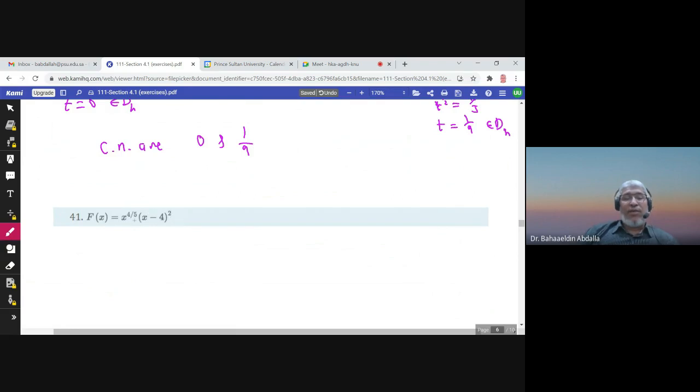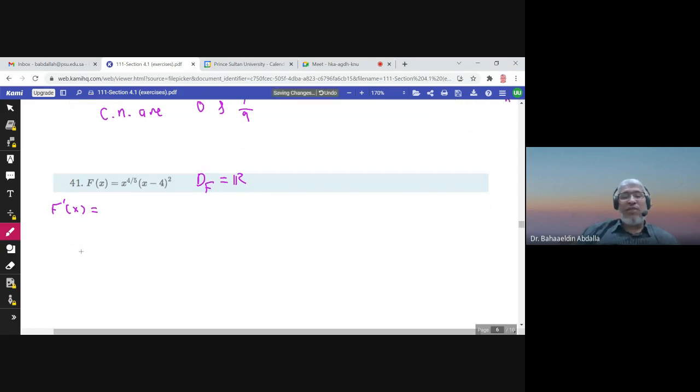Well, here, this is 4 over 5. So this is the fifth root, and we have no problem with the fifth root. So the domain of the function here consists of all real numbers. Let us find the derivative.